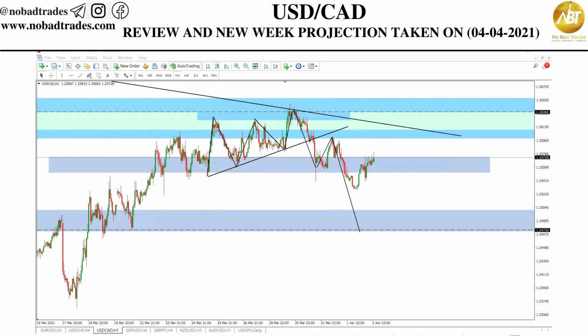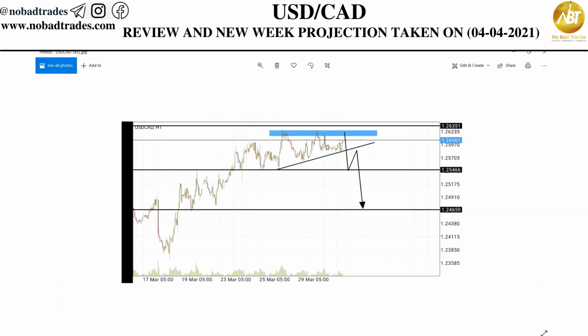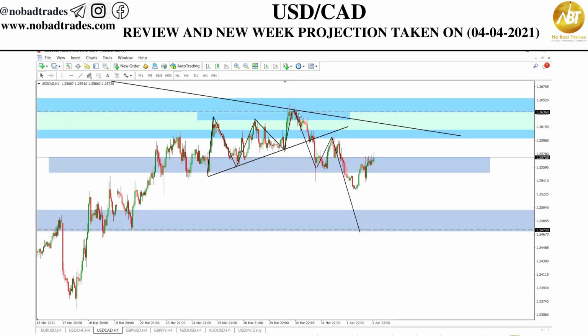So let me bring that out. Let me see if we can find it. Okay, so this is it, right? We had the setup, and we said we're going to have a push to the downside, a retracement, then the continuation of the push to the downside. And definitely price started to do that: the retracement, then the continuation of the push to the downside, right?